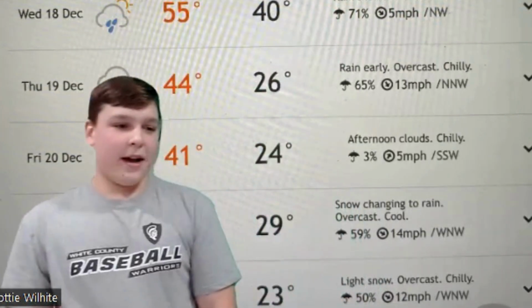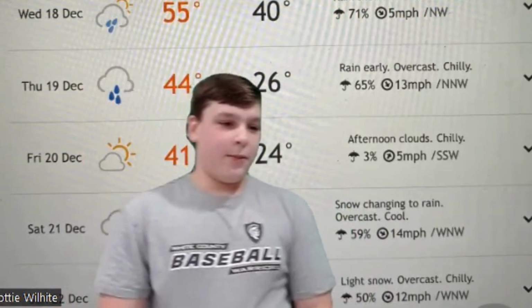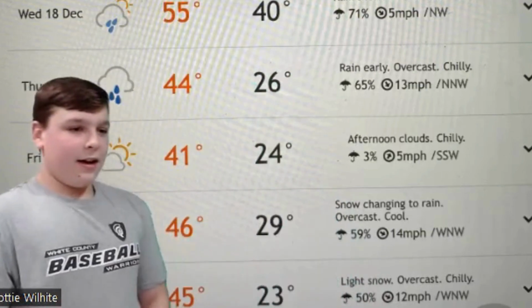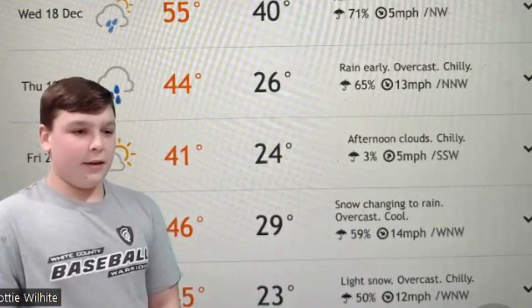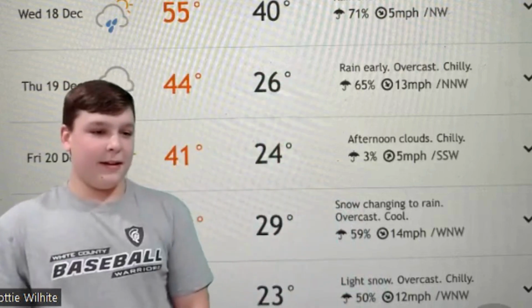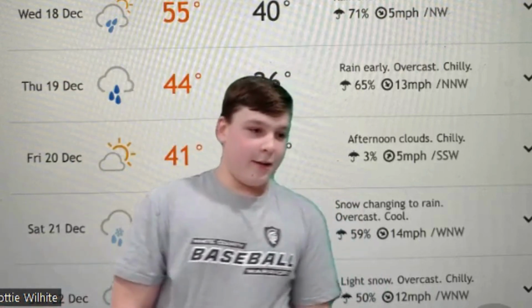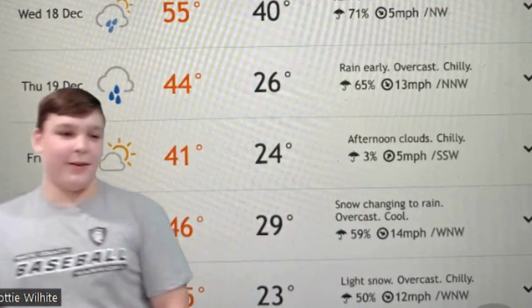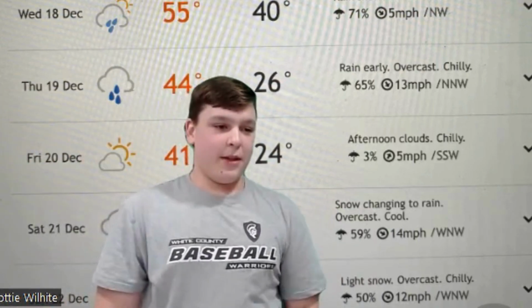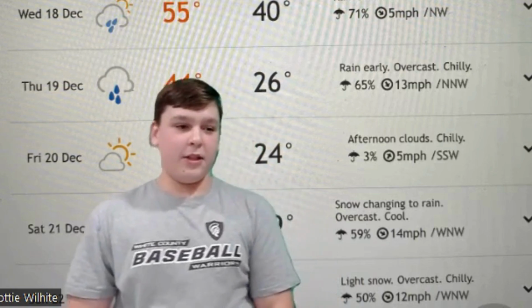Saturday though, we'll get right back into some rain with a 59% chance and a high of 46 degrees and a low of 29 degrees. And then finally, Friday the 22nd, we can expect a little bit of snow mixed in, with a high of 45 degrees and a low of 23 degrees. Some light snow, 50% chance.